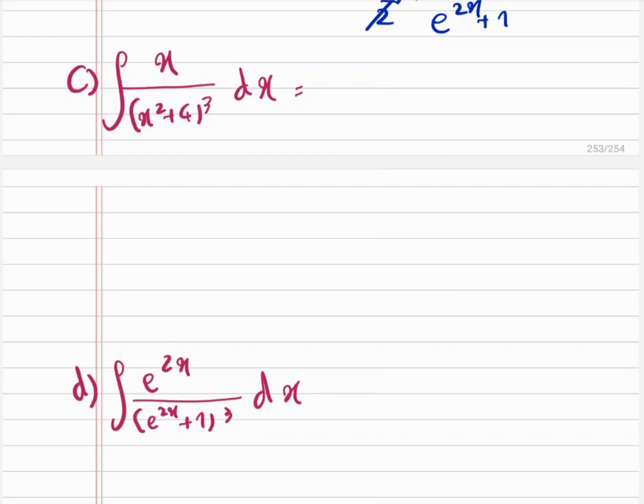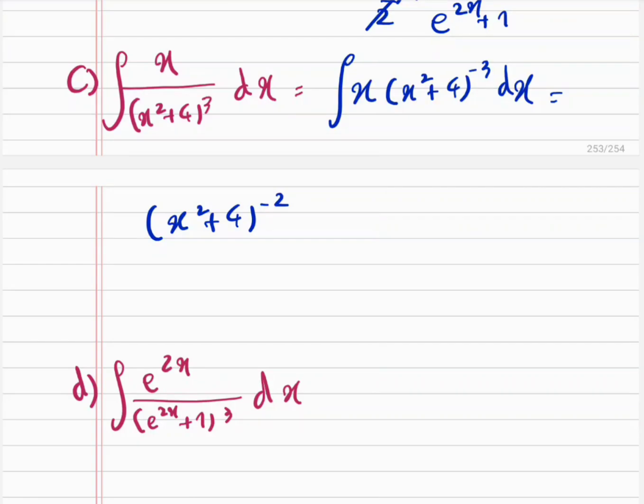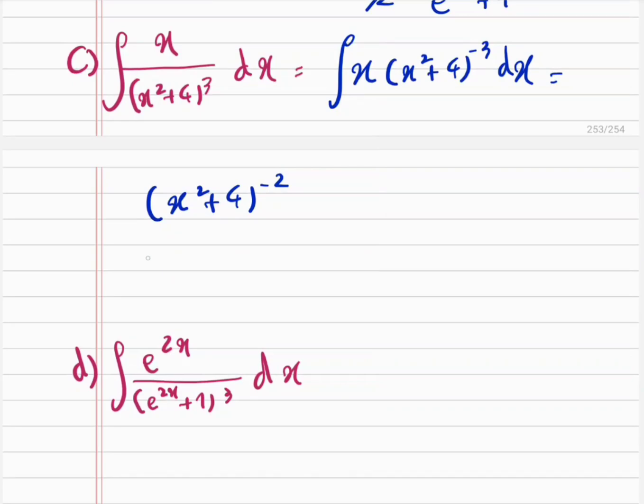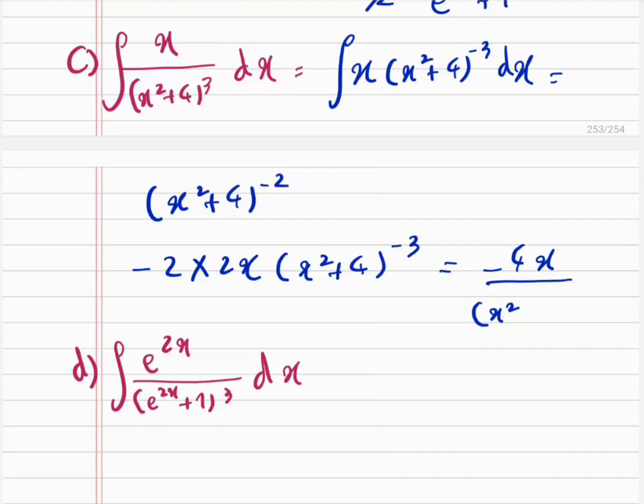But the second case is when we look at the bracket. First let's rewrite the integral in the form x times (x squared plus 4) to the power of minus 3 dx. Now we take this bracket and add 1 to the power, so we'll get (x squared plus 4) to the power of minus 2. Now this is our educated guess. Let's differentiate it and see how close this is to x over (x squared plus 4) cubed. When we differentiate, we get minus 2 times 2x and then (x squared plus 4) to the power of minus 3, which is minus 4x over (x squared plus 4) cubed.